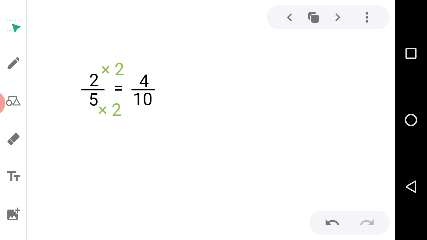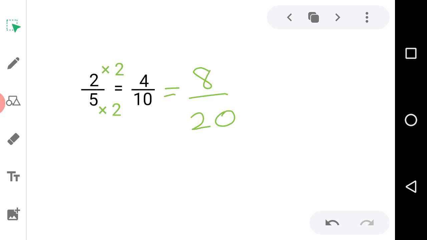Once again, if we multiply 4 by 2, we get 8. And if we multiply 10 by 2, we get 20. So 8 upon 20 is an equivalent fraction of 4 upon 10. See, 8 upon 20 is also an equivalent fraction of 4 upon 10.